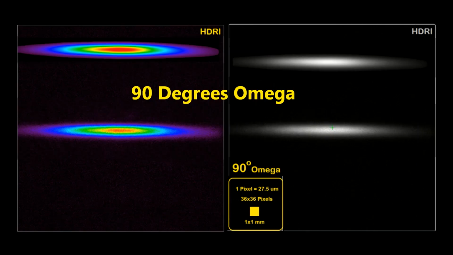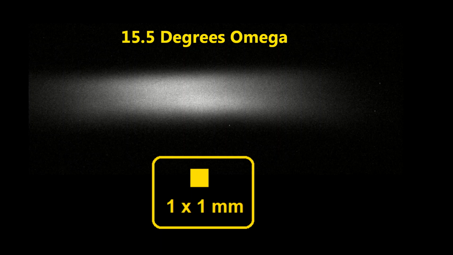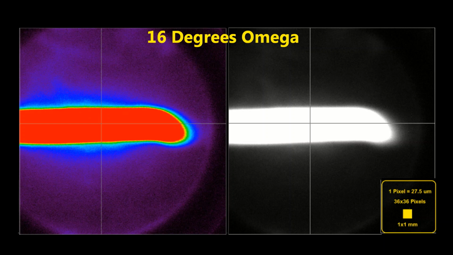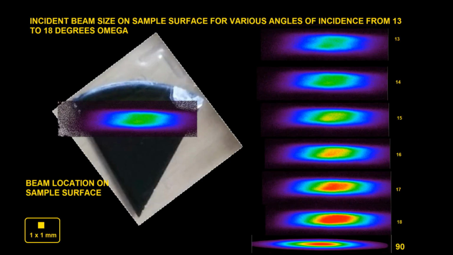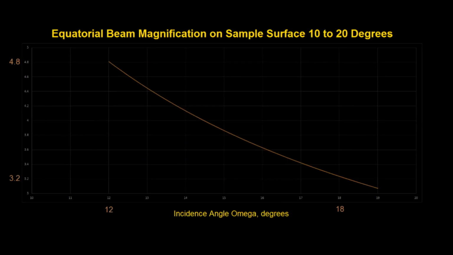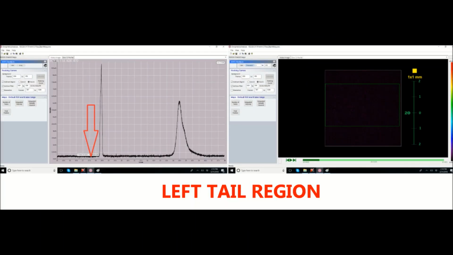The incident beam footprint at various angles in the vicinity of our rocking curve observation clearly demonstrates the changes in the sampling area for various sampling incidence angles. A quick review of the three-dimensional data set collected for this rocking curve shows an abundance of character that would not be possible to observe, record, and quantify using the conventional 0D XRD rocking curve method.